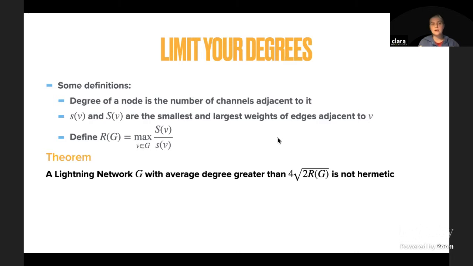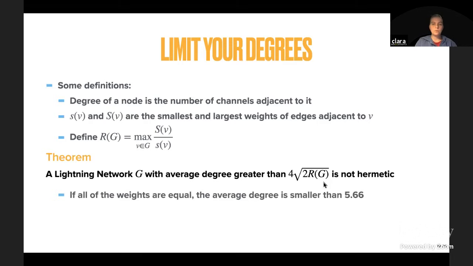That is, somewhere inside of this Lightning Network, there is a bunch of vertices that somebody can step in and tell them, close all the channels between you and do all of your transactions through me, and it's going to be worth your while. You're going to save money if you do that. So just to get comfortable with this maybe weird figure over here, for example, if all of the weights are the same, that is R of G is 1, this means that the average degree has to be smaller than 5.66, which is not fantastic if we're thinking about a network.